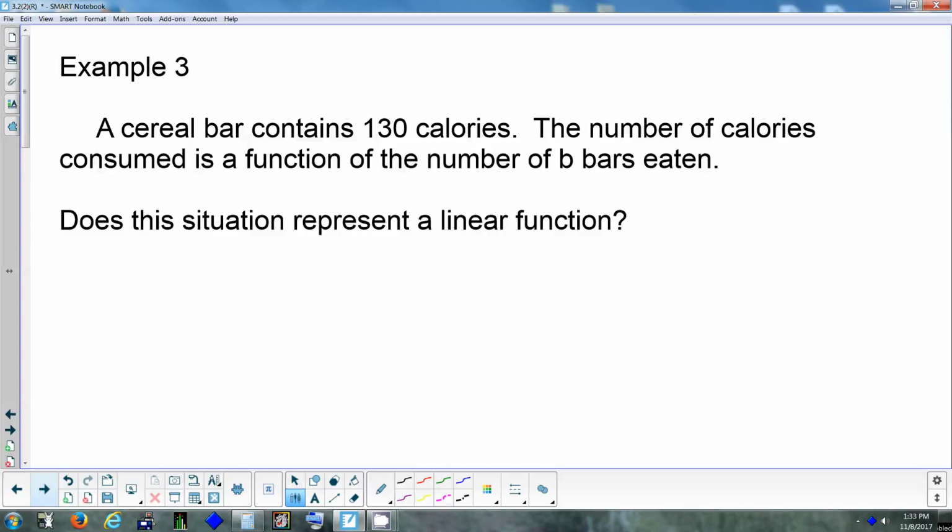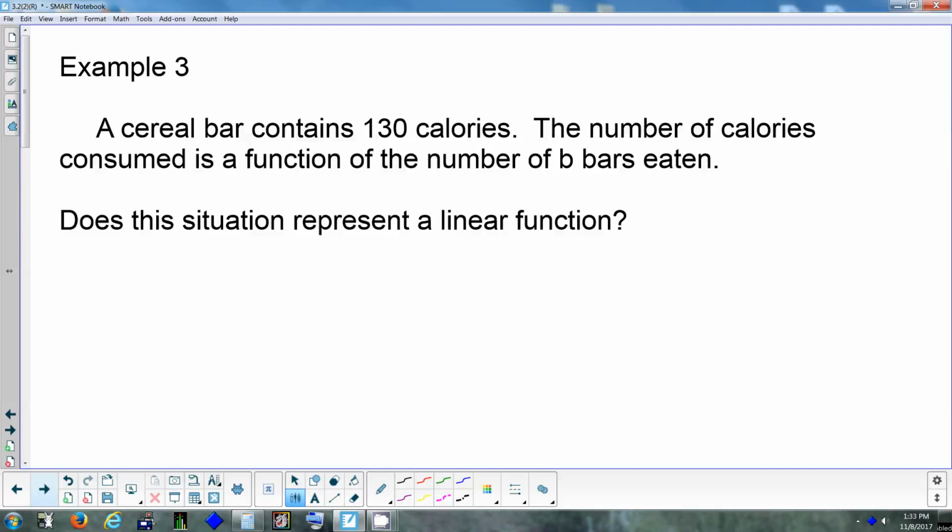All right, let's look at this one. A cereal bar contains 130 calories. On the back side it says the number of calories consumed is a function of the number of bars eaten. First, I want to know if this represents a linear function.